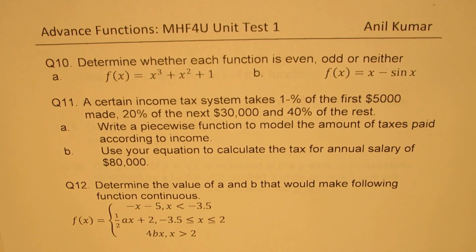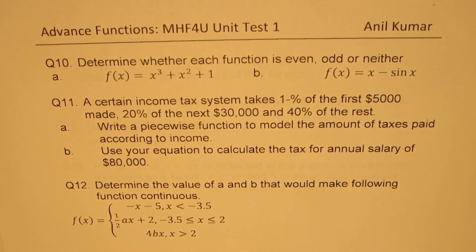Question number 11. A certain income tax system takes 1% of the first 5,000 made, 20% of the next 30,000 and 40% of the rest. Write a piecewise function to model the amount of taxes paid according to income. Use your equation to calculate the tax for annual salary of 80,000.